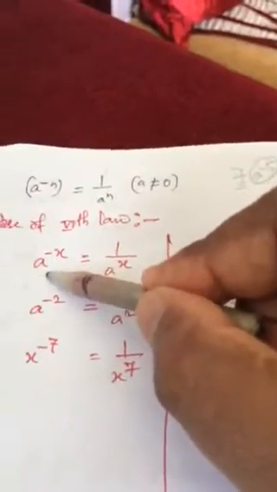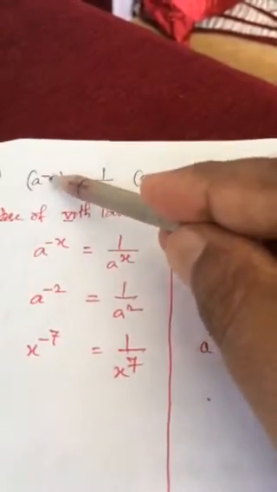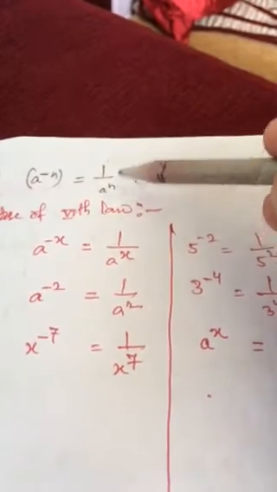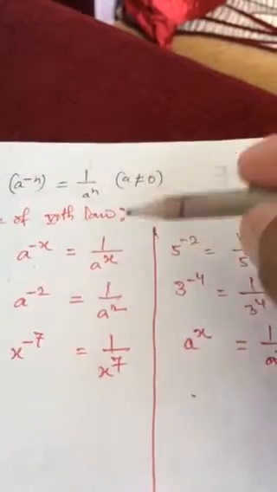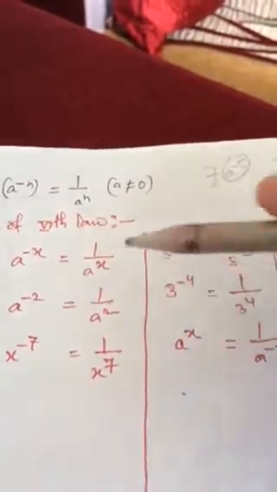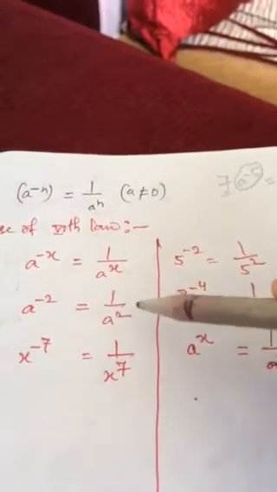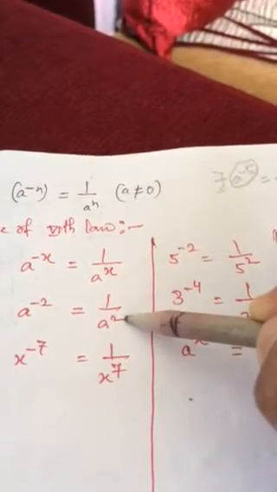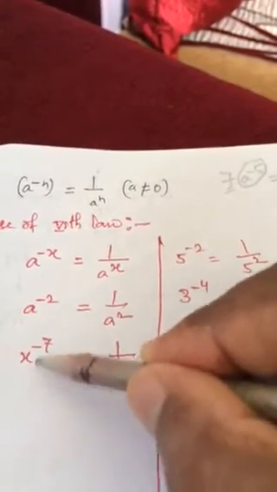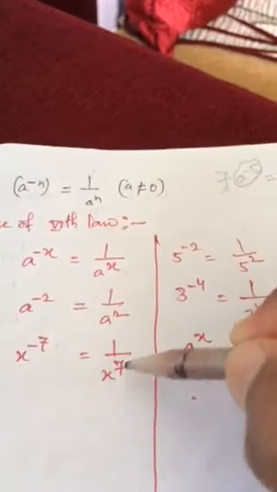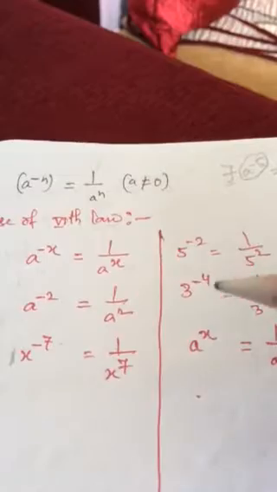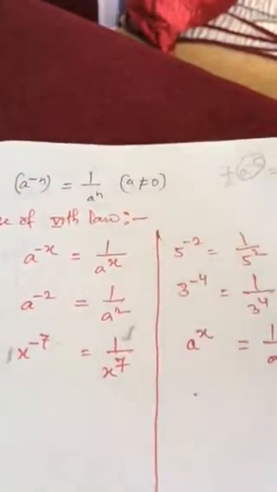Okay, so here we will learn how to use the sixth law of indices. Now, if a to the power negative n can be written 1 by a to the power positive n, then x to the power negative x can be written 1 by x to the power positive x. You see here how it is changing. So a to the power minus 2 is written 1 by a to the power positive 2. And x to the power minus 7 is written 1 by x to the power 7. So the coefficient is 1 here.